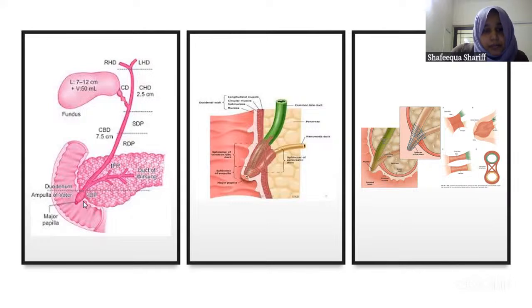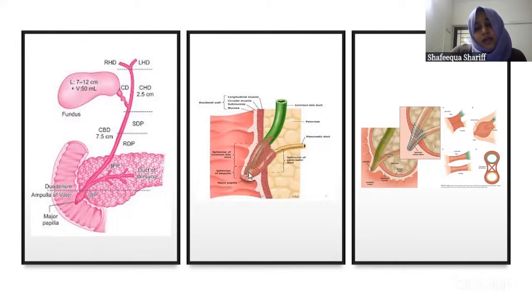So here is the ampulla of Vater. Ampulla is nothing but a reservoir where the ducts open. The CBD opens, and the pancreatic duct also opens. And there are sphincters here if you can notice. There's a sphincter here, there's a sphincter here. So the ampulla of Vater is also called the hepatopancreatic ampulla. There's a hepatopancreatic sphincter here, which is very famously known as the sphincter of Oddi.